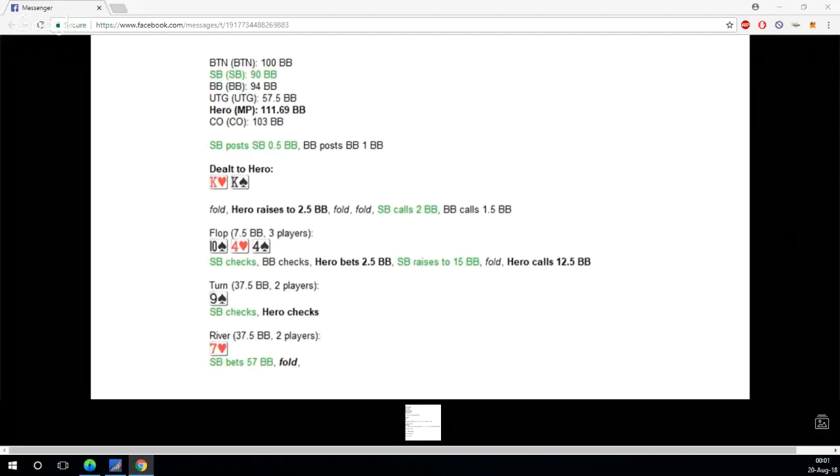So my thinking there is, okay, I need to keep this pot small. Let me check back and be ready to call a reasonable size river bet, because I really don't want to risk getting check-raised again in case he's doing something tricky. Once again, I've got no reads on this player. I can't get an understanding of his line.